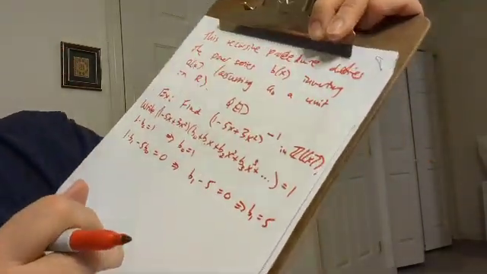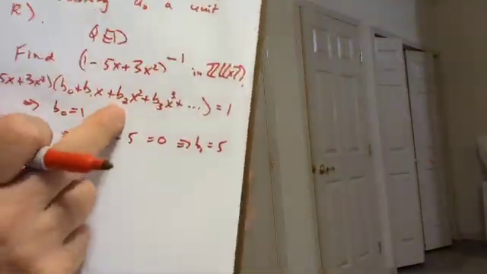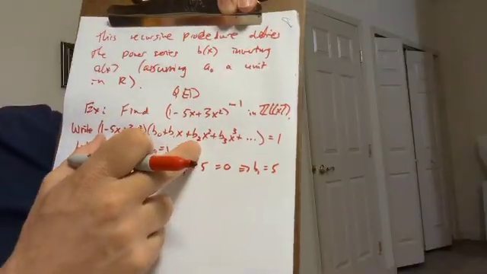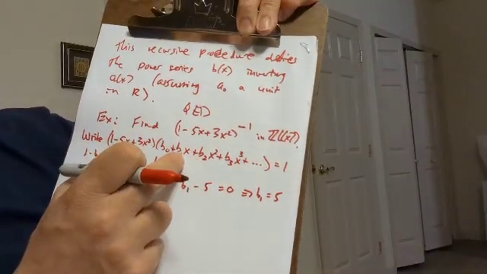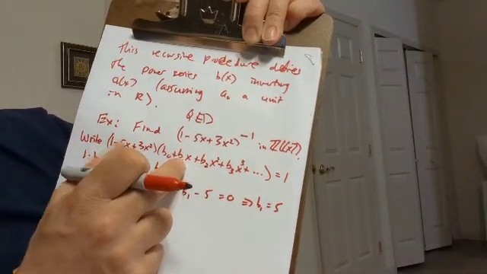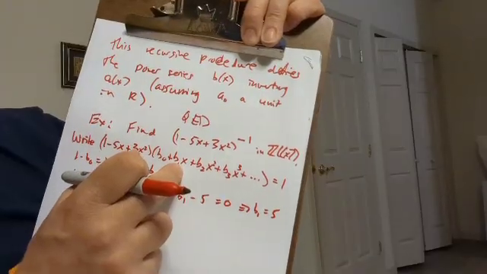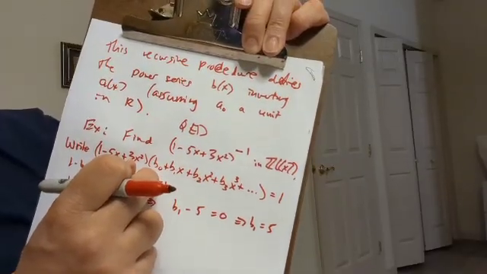Then how about coefficients of x squared? So we have 1 times b2 minus 5 times b1, x and x gives us x squared, plus 3x squared times b naught gives us another x squared. So 1 times b2 minus 5 times b1 plus 3 times b naught equals 0.